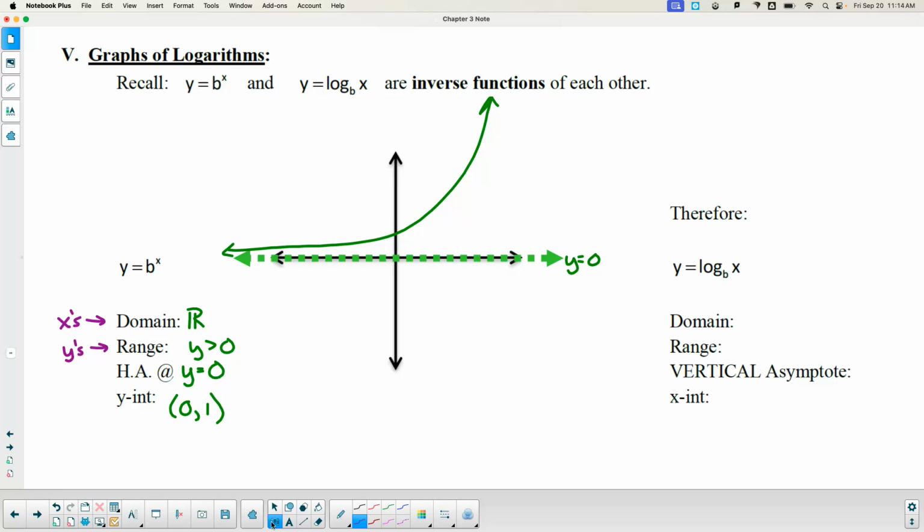So now my domain is not going to be all real numbers, but my range is going to be all real numbers. My range, instead of being y is greater than 0, now that's going to become my domain, and so it's going to be x is greater than 0. My horizontal asymptote at y equals 0 is going to change to a vertical asymptote at x equals 0, yes.